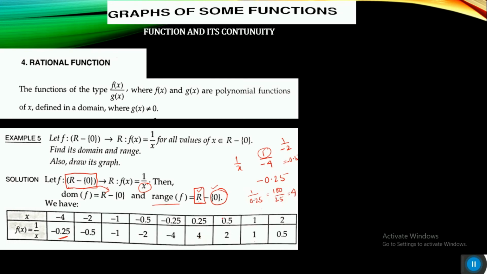If you divide 1 by 0.5, you will get 2. 1 by 1 is 1. If you divide 1 by 2, you will get 0.5. This is how my table will look. I hope you don't have any problem with the table. Let's proceed.